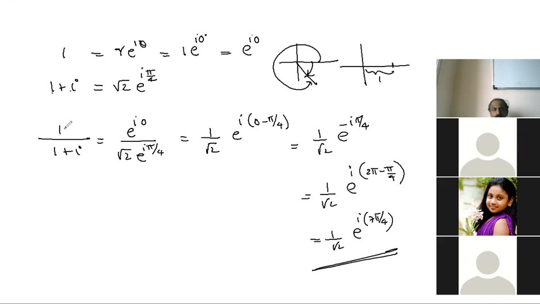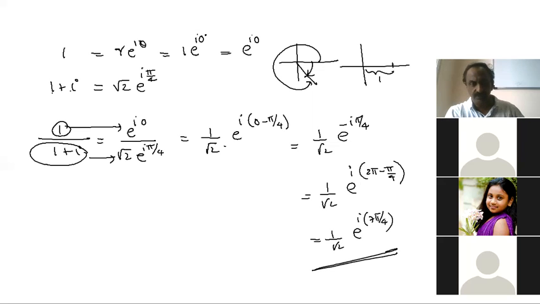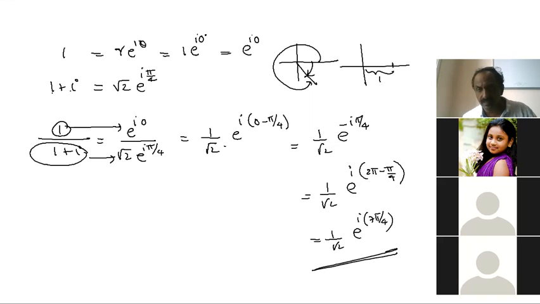Did you understand? What did I do? Wrote this in exponential form, wrote this in exponential form, simplified and wrote the answer. Have you understood this method? In some places this method will be better, in some places the first method will be better. So it's not necessary for you to write this. We'll write it in some other question.